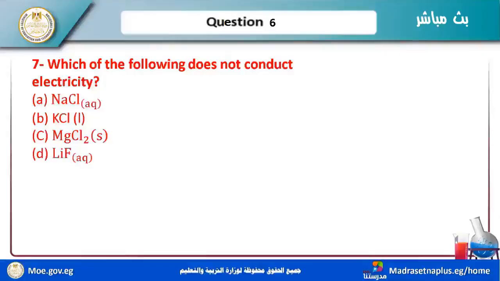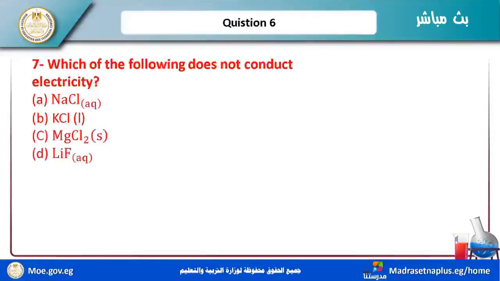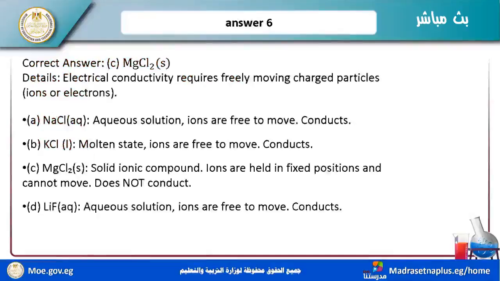You must have a soluble ionic compound. Now you have NaCl aqueous solution, it is an ionic compound. KCl liquid, it is an ionic compound, and in the liquid the ions are free. MgCl2 solid doesn't conduct electricity. LiF aqueous solution. Now we repeat this again, and the correct answer is C. The correct answer is C, MgCl2.